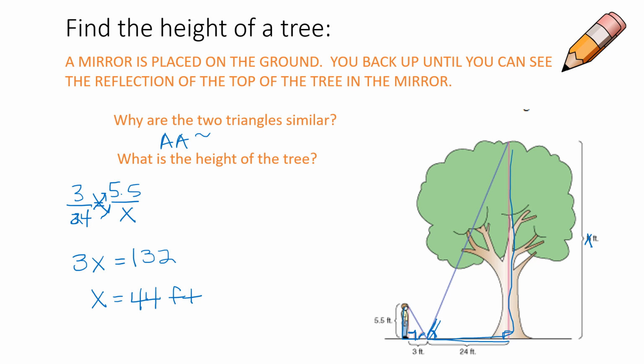Again, I was able to use AA similarity because these bottom angles must be the same when you back up to see the top of the tree. And then when you compare those similar triangles, if they're similar triangles, the scale factor has to be the same. So 3/24 would have to be the same scale factor as 5.5 over x. So again, the height of the tree should be 44 feet.